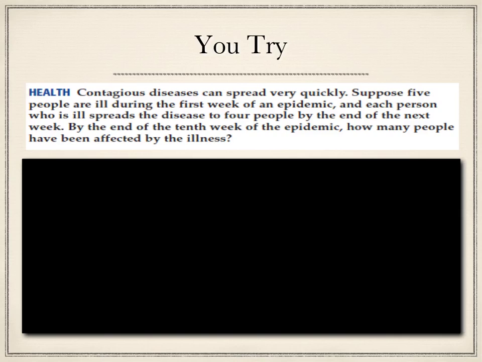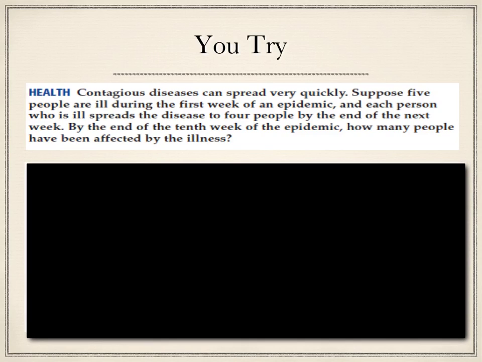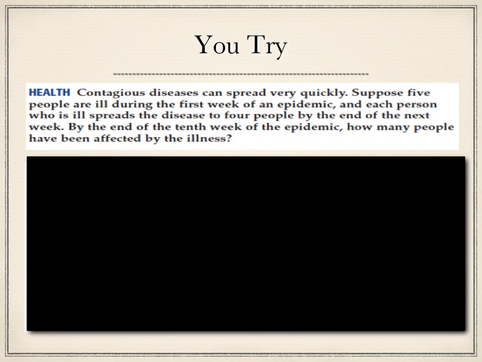The question says, contagious diseases can spread very quickly. Suppose that 5 people are ill during the first week of an epidemic, and each person who's ill spreads the disease to 4 people by the end of the next week. So it's kind of like the opening problem we talked about with the emailing of the joke. By the end of the 10th week of the epidemic, how many people have been affected by the illness?